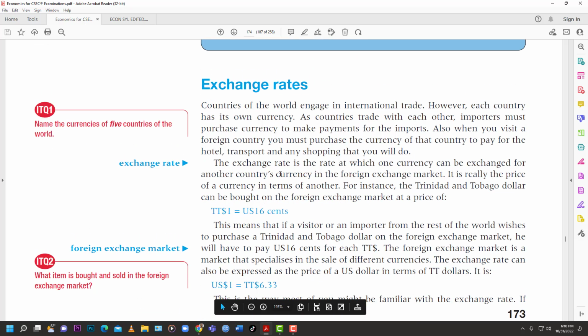You need the exchange rate for a number of things. As I said before, if you're traveling, you need to buy the currency. If you're doing business, you need to buy the currency. So you need it for a number of reasons.